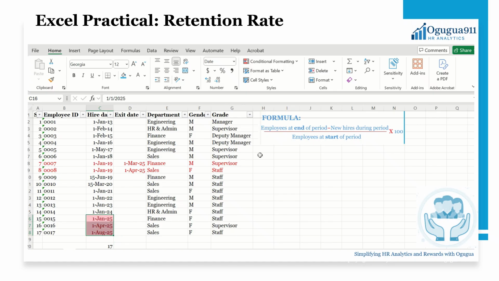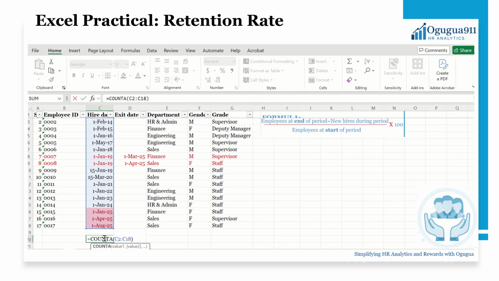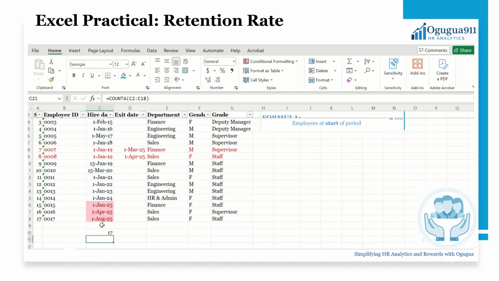So that being said, we want to now know employees at the end of the period. We want to see how many employees are at the end of the period. Remember, if you highlight like this, you might not capture everyone, or if you have a very large data set, this might not work. So you use your COUNTA formula. Your COUNTA formula counts every data on that particular column. It says we have 17.